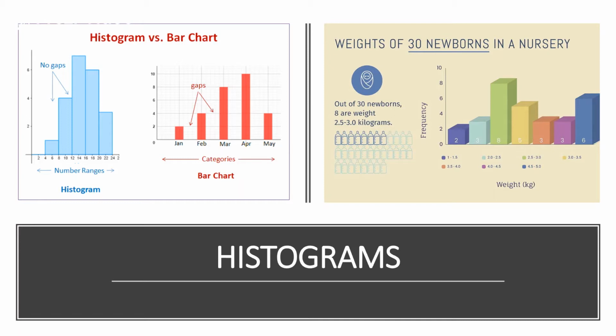Another example is the weight of 30 newborn babies in a nursery. You can see the columns clearly, and on the y-axis you can see the frequencies being plotted with the intervals of 0 to 2, 2 to 4, 4 to 6, like that.